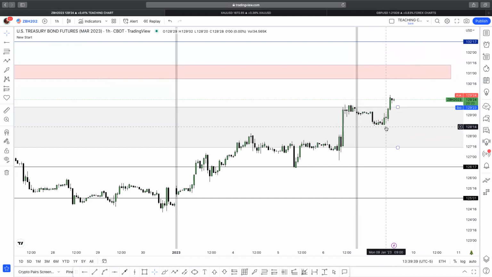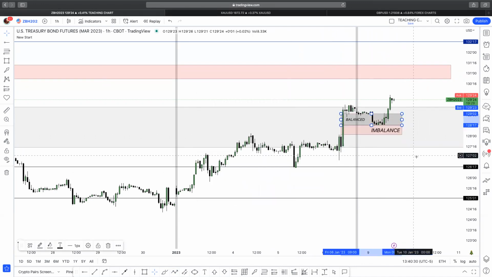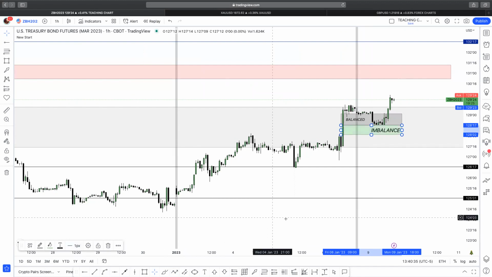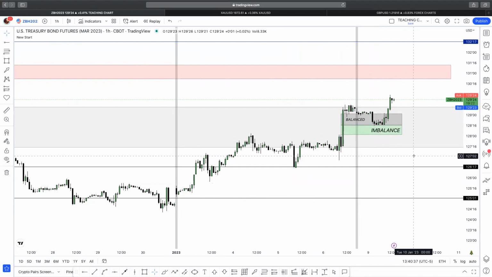If they run these lows, I'm expecting this support level to hold. But ideally, they even do come down here, they should hold support, right? Only time will tell. But that's it, man.